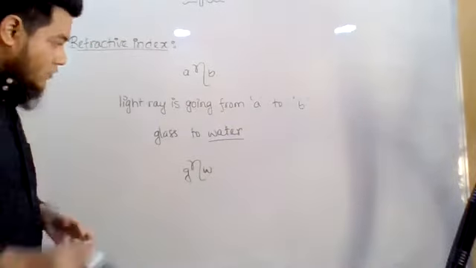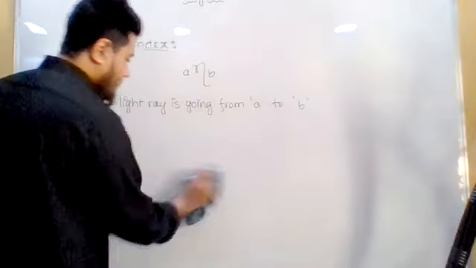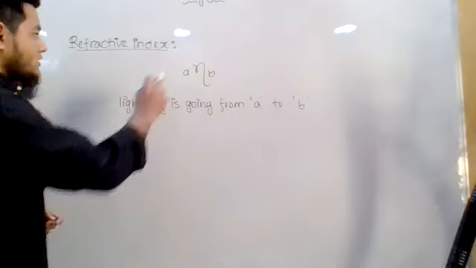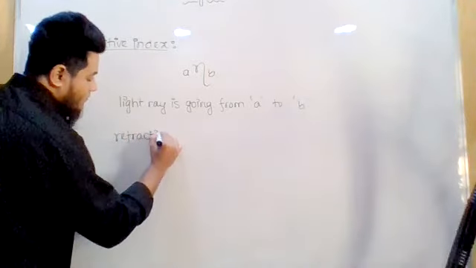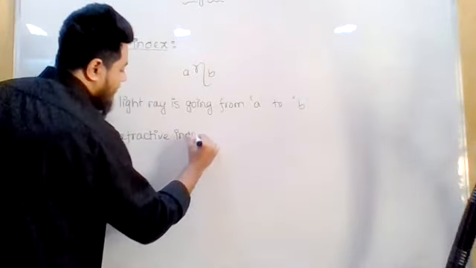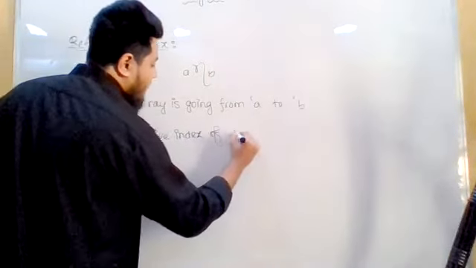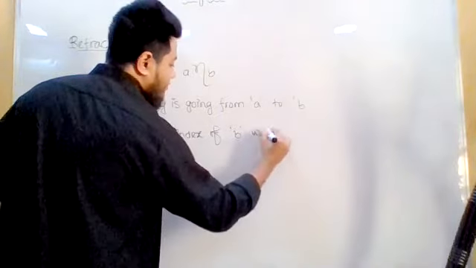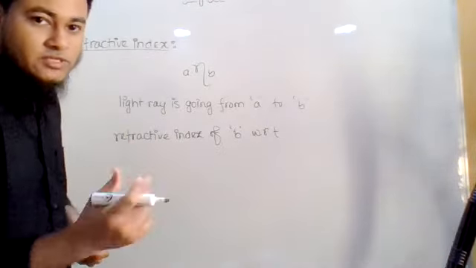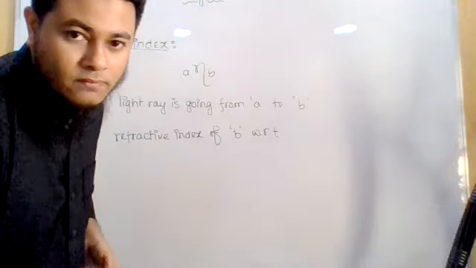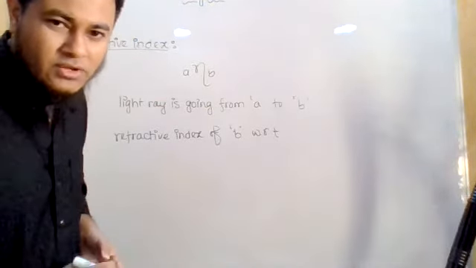Okay, so what can we write about this? This is the refractive index of B with respect to, I have written it in the short form WRT, which means with respect to. Okay, can you hear me clearly?